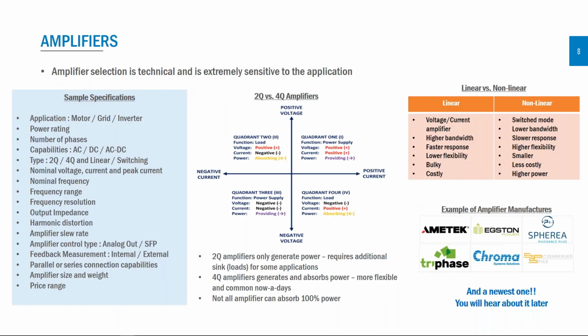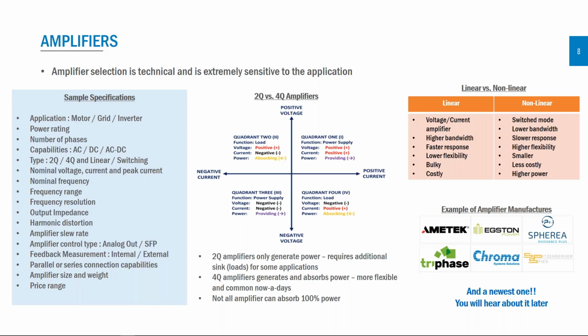So first we'll talk about the amplifier. Amplifier selection is very technical and is extremely sensitive to the application. For example, I'm giving some sample specification on the left-hand side of the screen. It always starts with what application you are going to use it for. Is it a motor application, grid application, inverter, microgrid, whatnot?